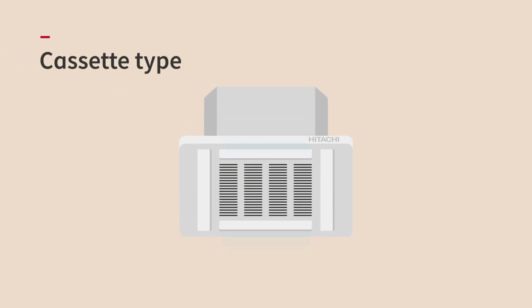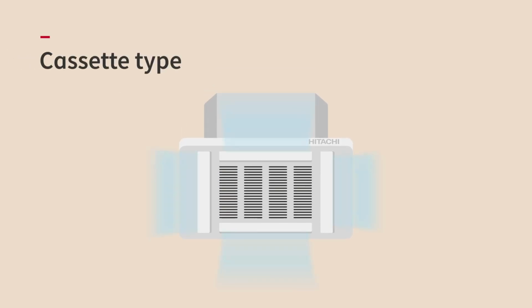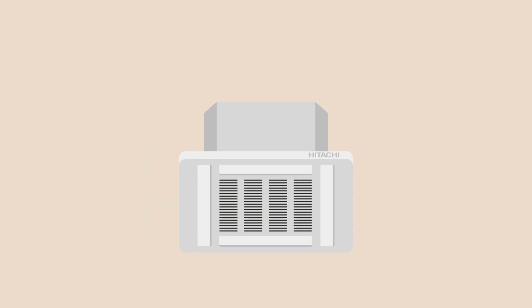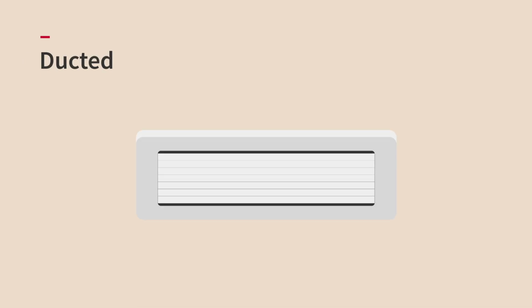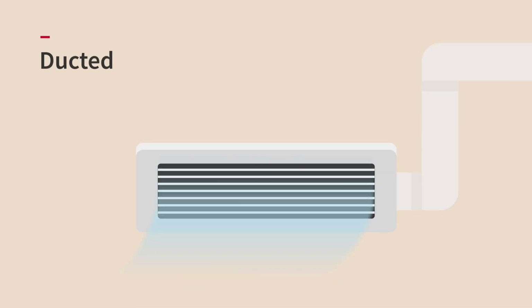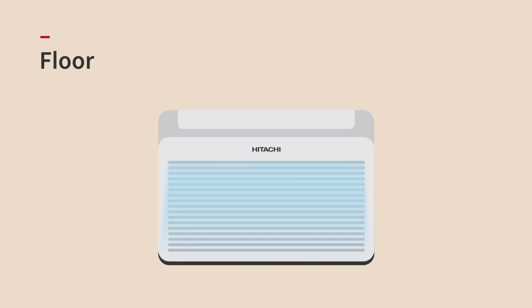Cassette type, installed in ceilings, normally in the center of the room and ideal for workplaces, public spaces, and also large residential spaces. Ducted air conditioning integrates more subtly into buildings, making it more popular with new builds. It allows homeowners to control the climate of an entire house. Floor-mounted console, for rooms where walls have limited space.